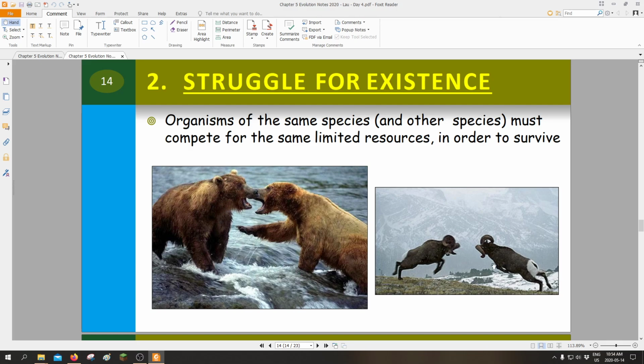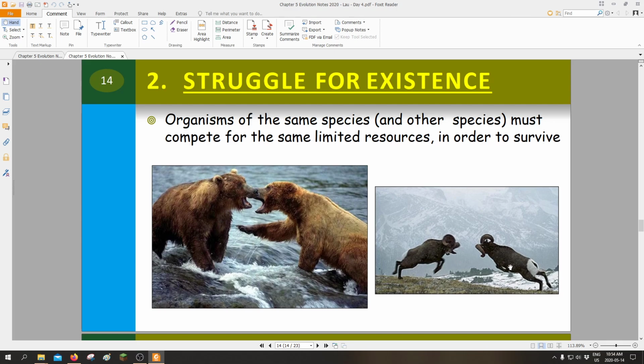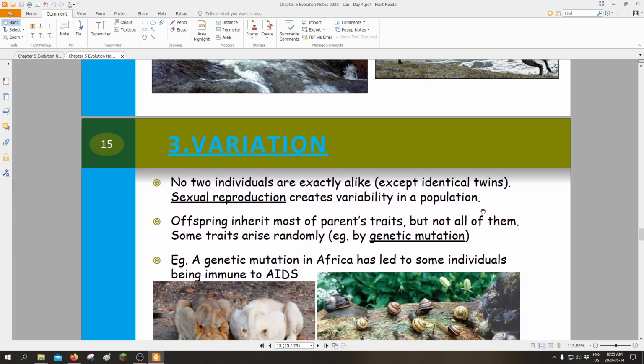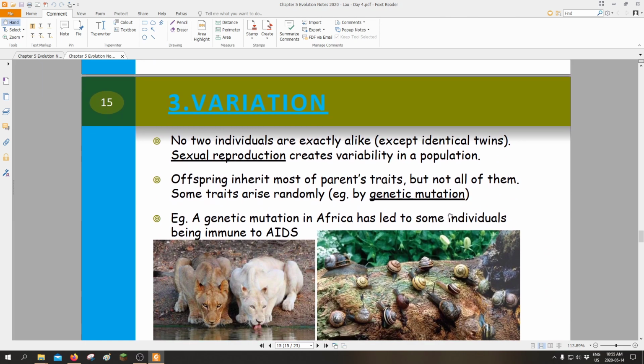When these two mountain rams are competing like this, they're competing for the right to mate because there are only so many females to mate, and they want to reproduce so that their genetics can survive onto the next generation. There's only a limited amount of resources and a limited amount of mateable females, and they have to struggle for existence or compete with one another. Because of that, we have a little bit of natural selection going on.